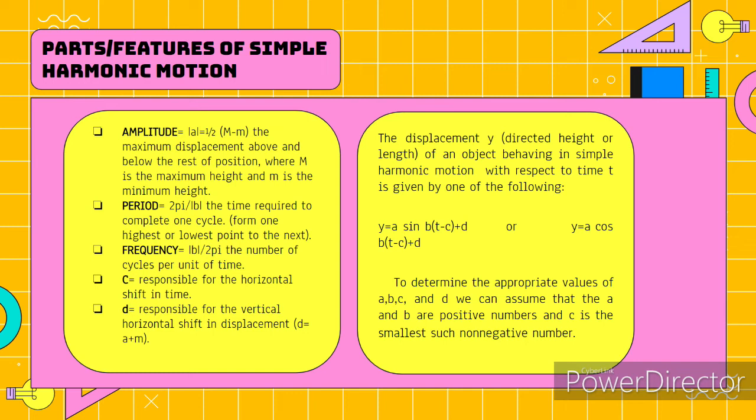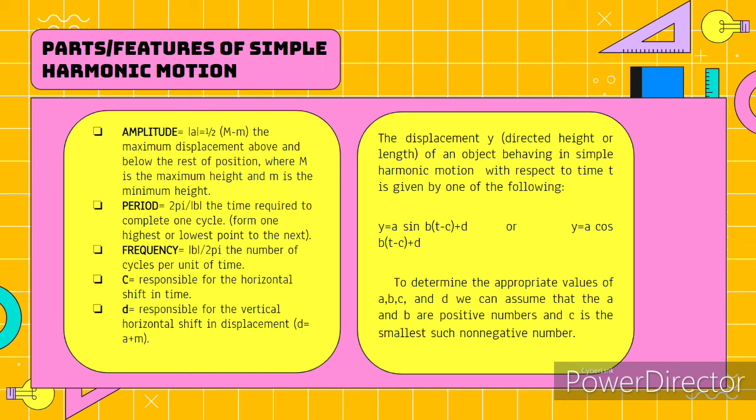The fourth one is c, responsible for the horizontal shift in time. And the last one is d, responsible for the vertical shift in displacement. So d = a + m.